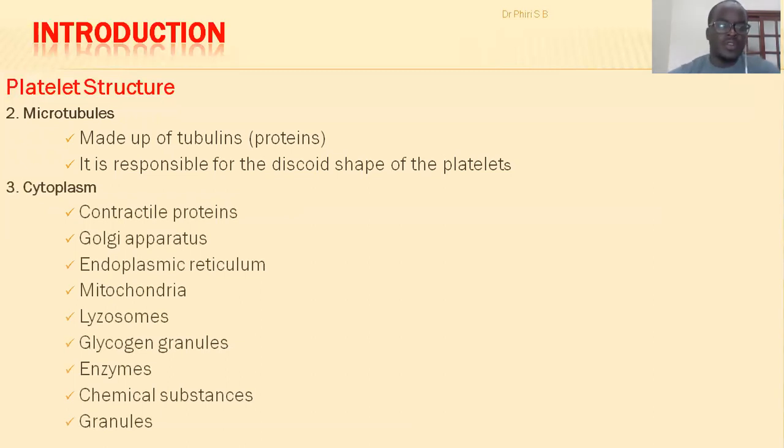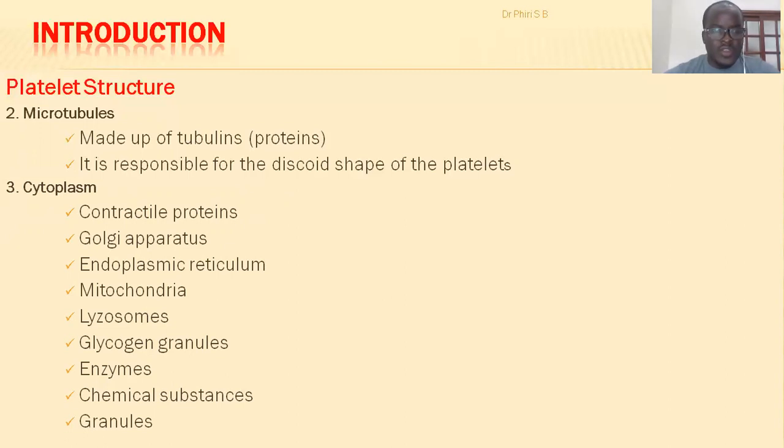Among these cell organelles, we have the contractile proteins that are involved in retraction of the plug. After plug formation, you need the platelets to contract so that it reduces in volume, because if it's so big, it can obstruct movement, or it can occlude the blood vessel. So you need this clot to contract or reduce in size. How does it reduce in size? Within the platelets, you have the contractile proteins that facilitate the contraction of the platelets, and also the change in shape after activation.